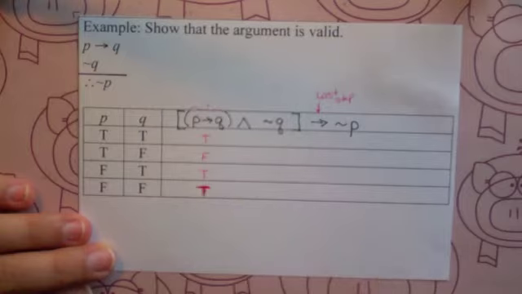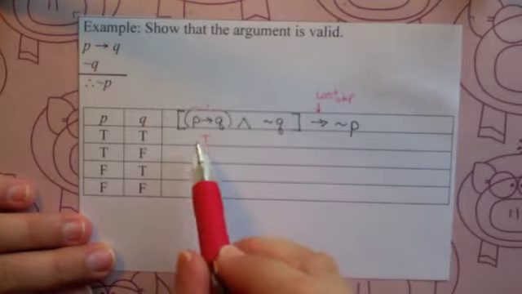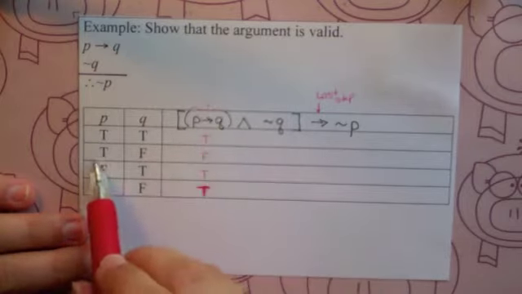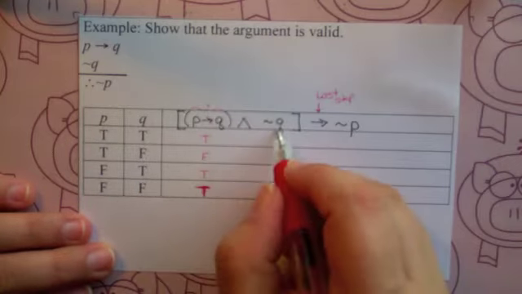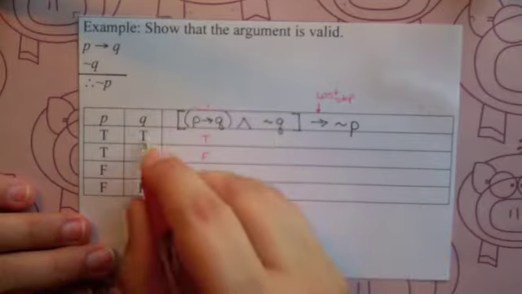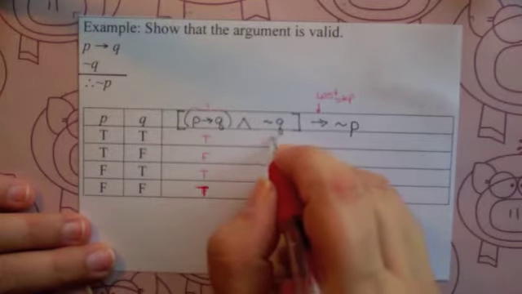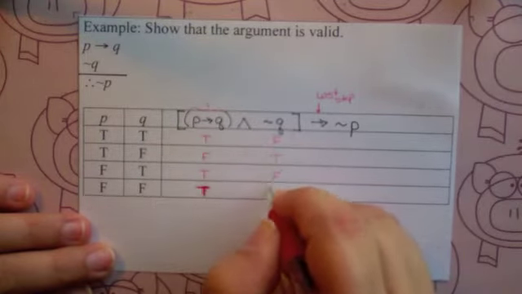I'm saying one thing and writing another thing. Okay? So if P, then Q, the only time it's false is if you have true followed by false. I need not Q over here. Q is true, false, so not Q is false, true, true.